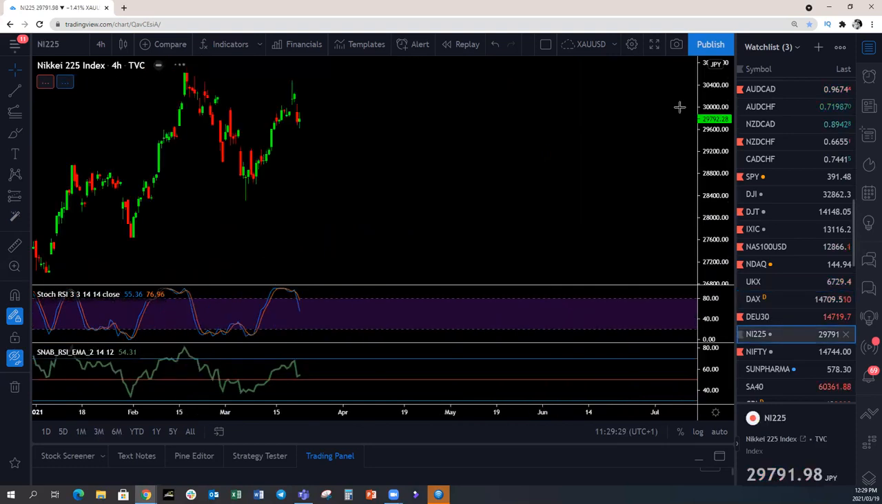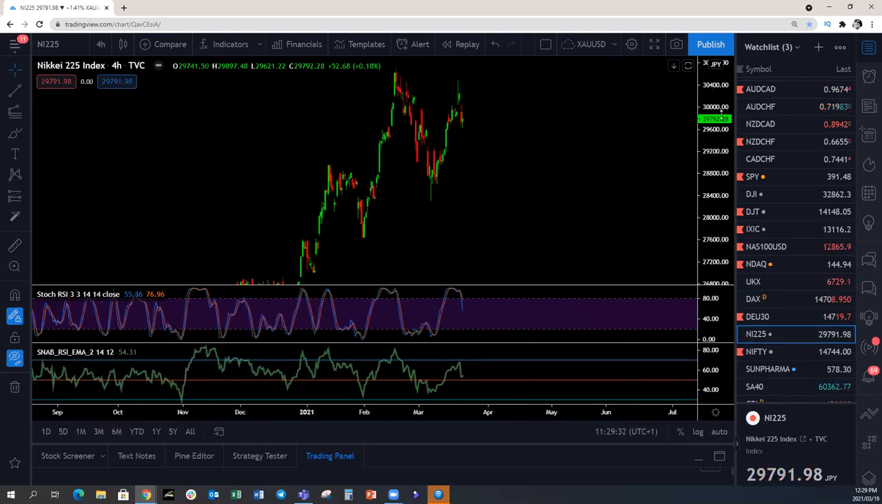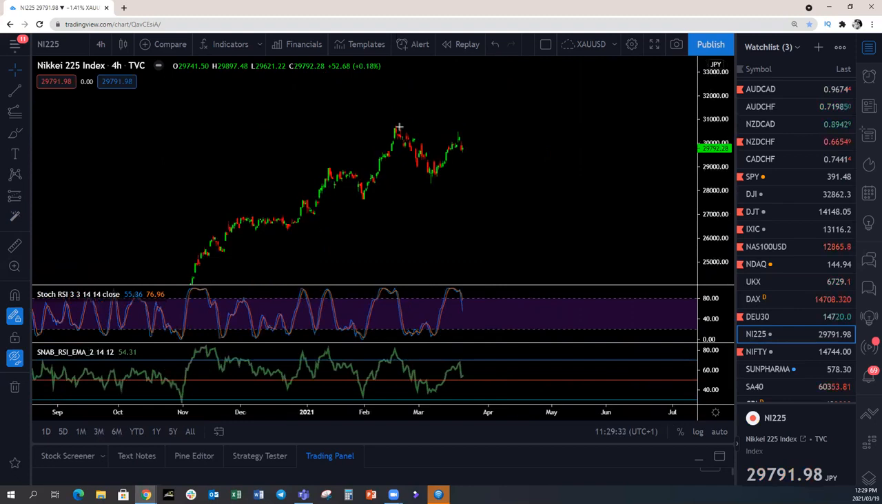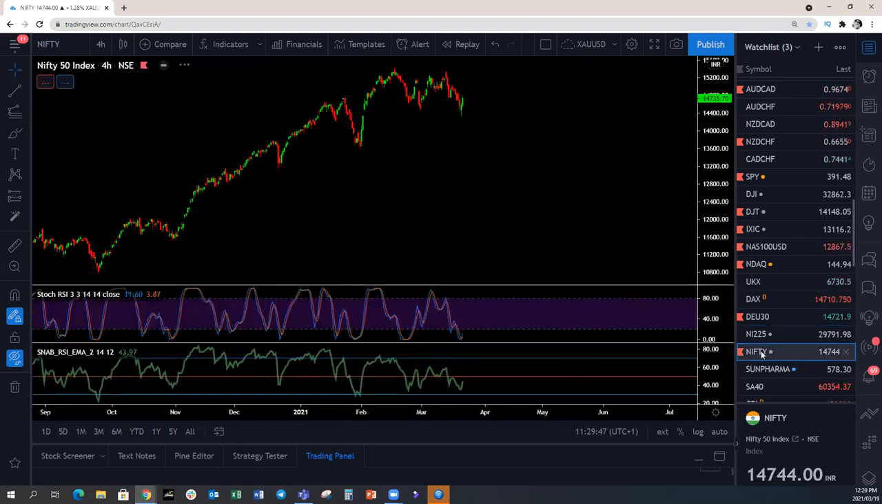Nikkei, three-wave pullback, but we don't really go anywhere. Are we going to see this one do that? This is not clear. It's still very premature to look at that correction.